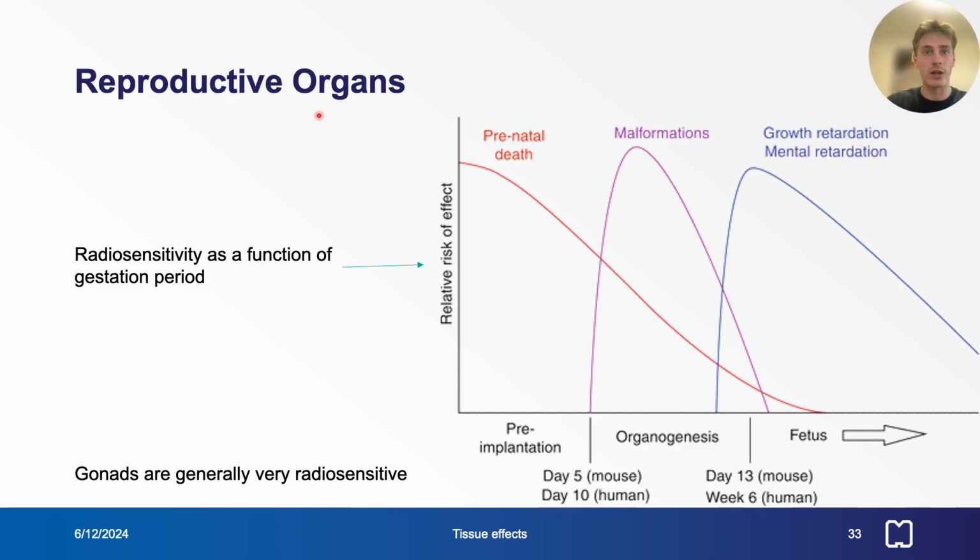However, there will be a window of fertility before the onset of sterility, as long as mature sperm are available. Now, you can see in this plot here the risk of different effects during the gestation period. For example, the most likely effect of a radiation dose during pre-implantation is prenatal death, while the most likely effect to a fetus is growth and mental retardation. We can also see how this applies to mice, although their gestation is much faster.